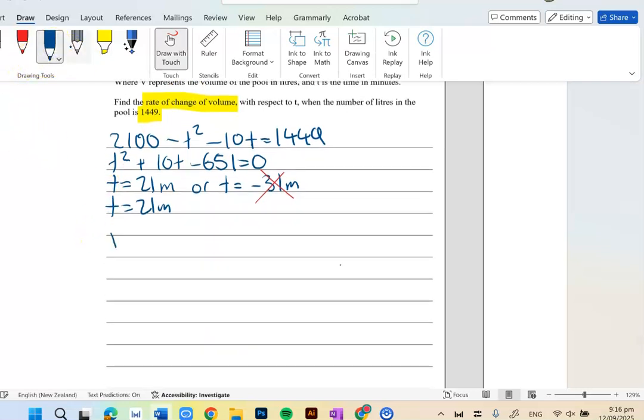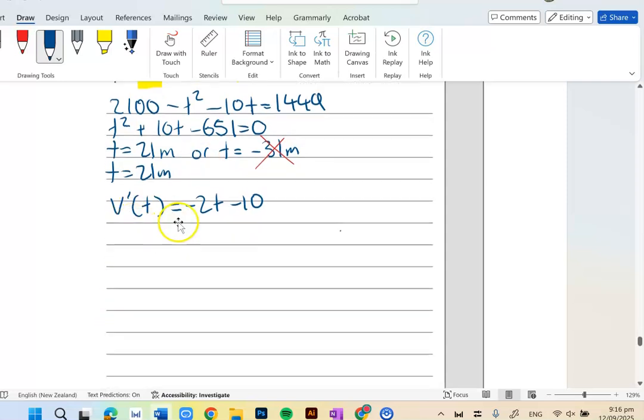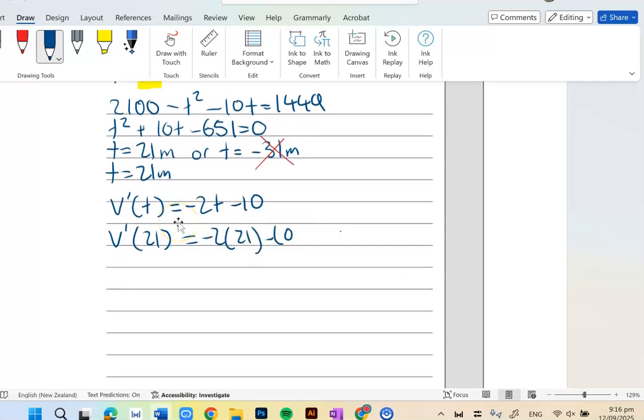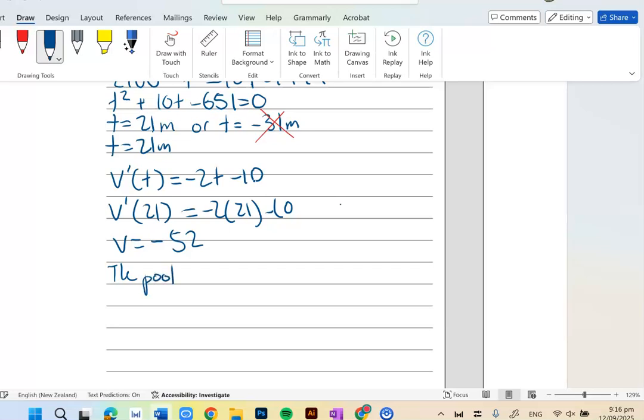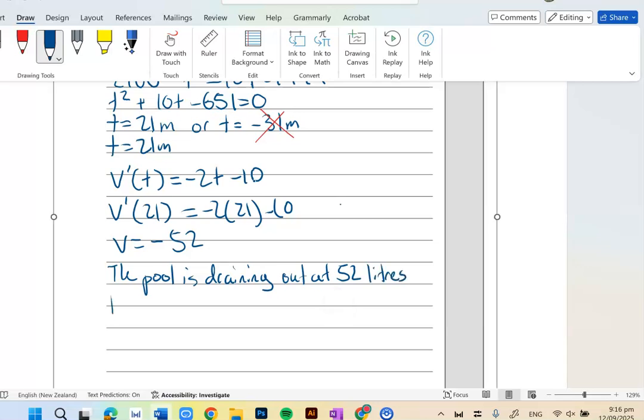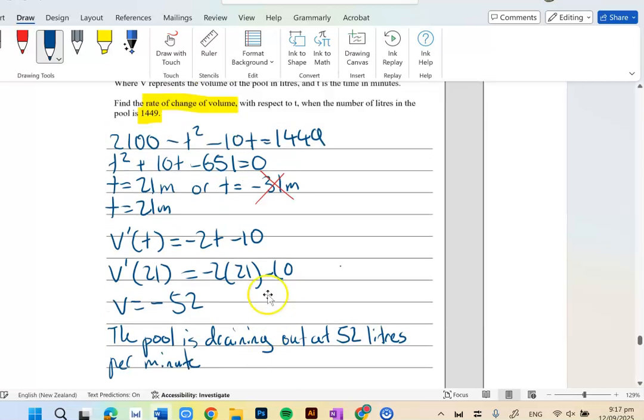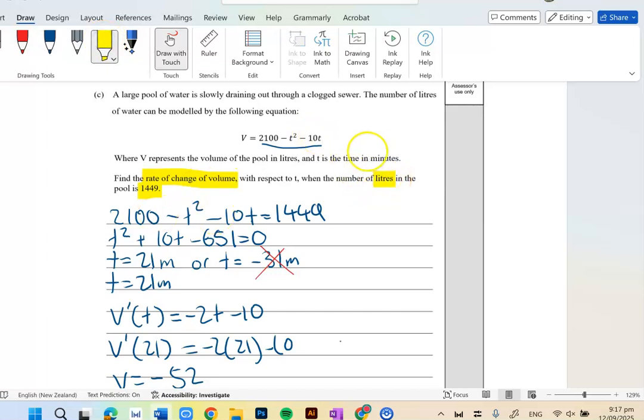So we're going to do v dash of t equals negative 2t, because that 2100 goes away, and minus 10. Plugging in our values, t is equal to 21, that will equal negative 2 times 21 minus 10. And that will give us v dash equal to negative 52. And we've got to have some context or else we won't get the full mark. So you could say the pool is draining out at 52 liters per minute, because this is the liters here and minutes.